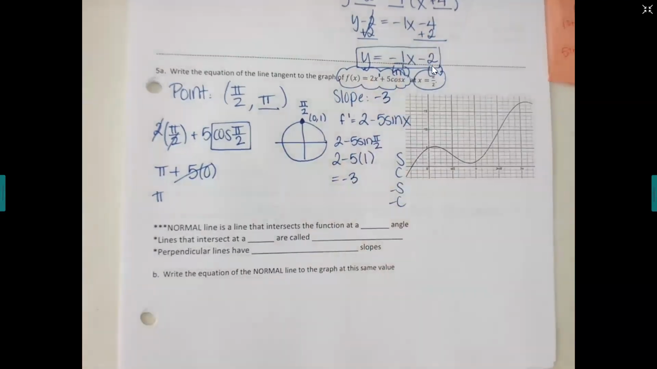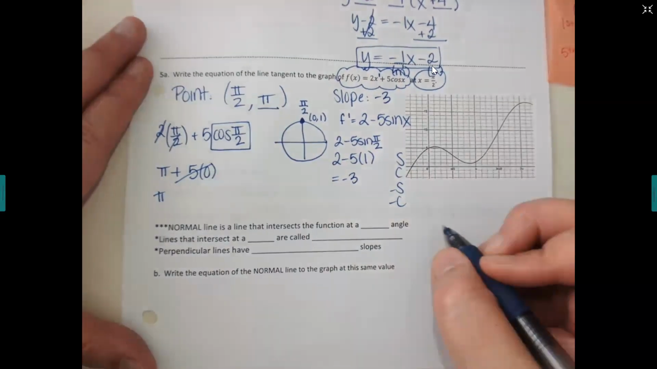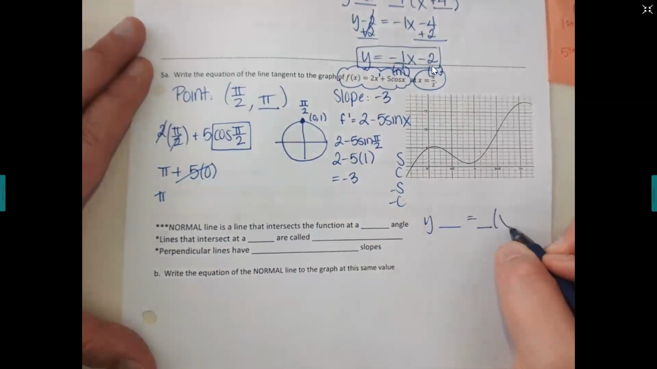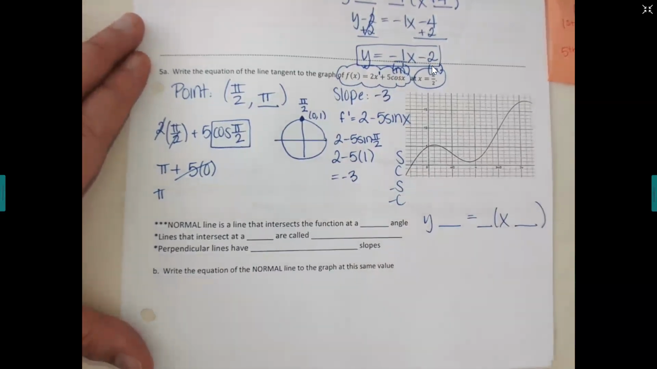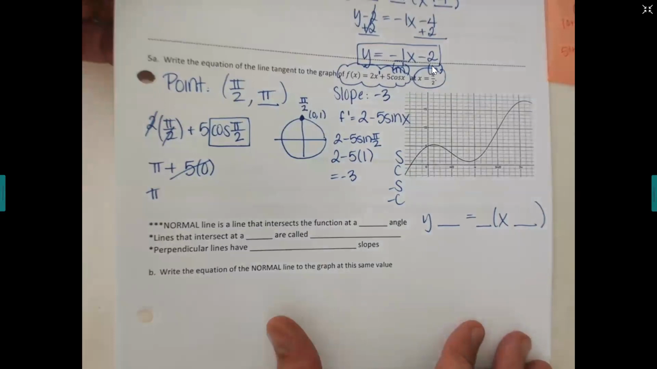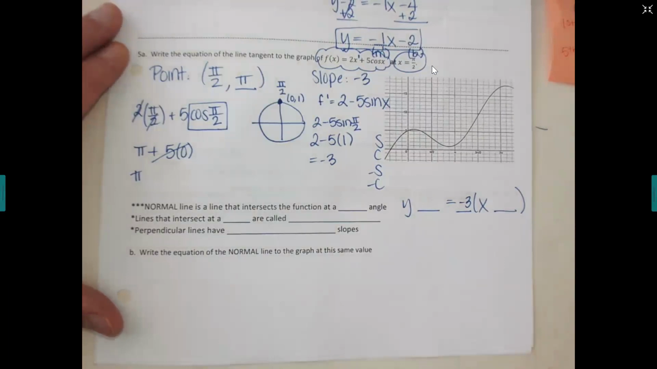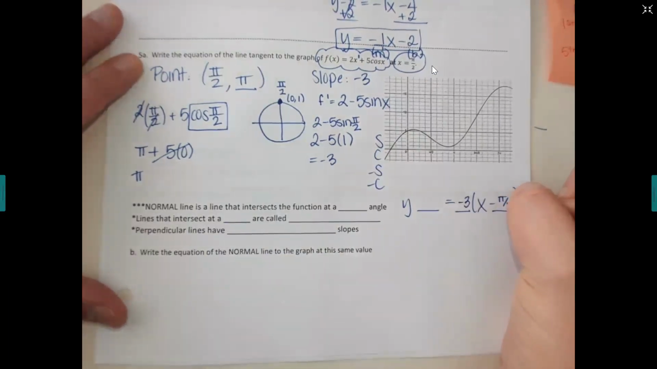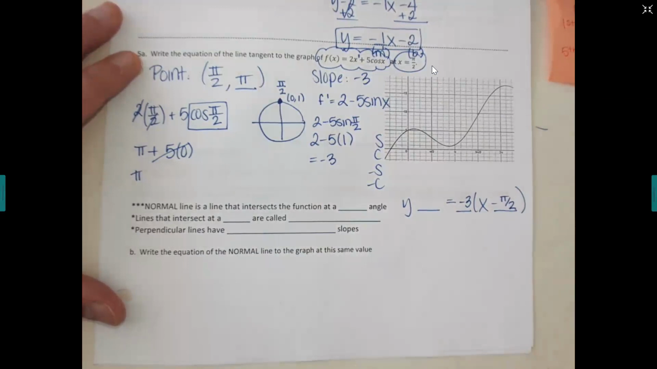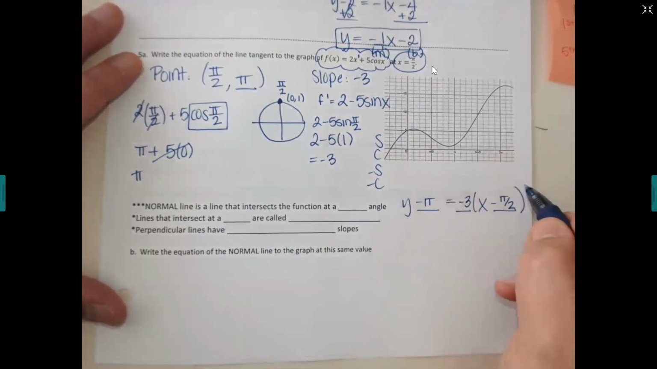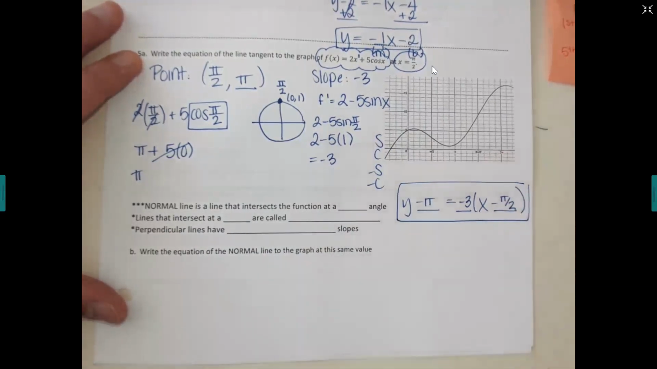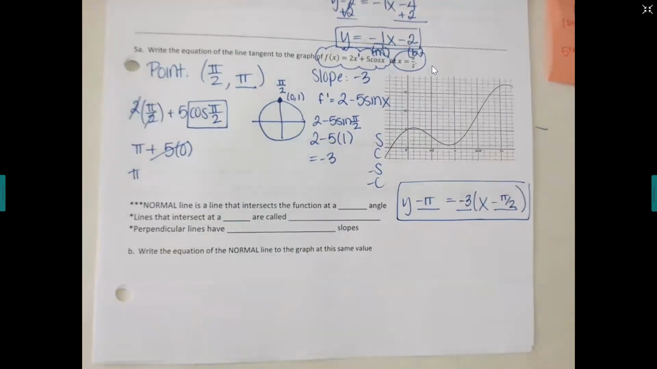Okay, from there, you can write the equation of the tangent line. It's going to be y blank equals blank x blank. Then you're going to plug in your slope to the middle, which is a -3. My x was a pi halves, so I'll use a minus pi halves. And then my y was a pi, so I'll use a minus pi. Okay. And for the homework, you would leave it, you'd type it in just like this. You wouldn't solve it out for y like we did on those first couple examples.